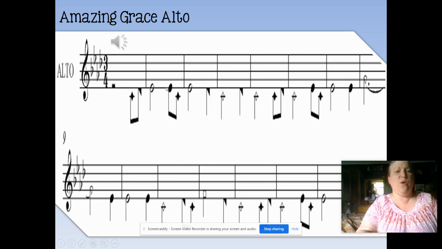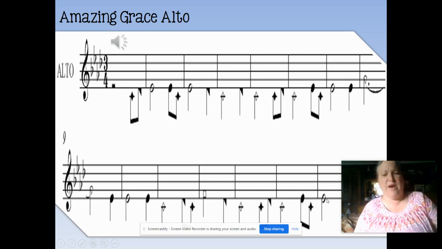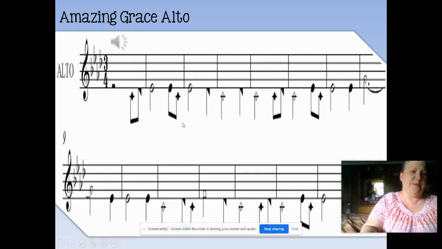1, 2, 3, 1, 2. Mi, fa, sol, mi, sol, fa, mi, fa, mi, sol, ti. 1, 2. So, mi, fa, la, fa, mi, fa, mi, so, fa, mi. All right, this little square right here is called a half rest.